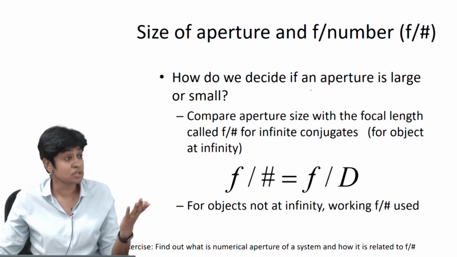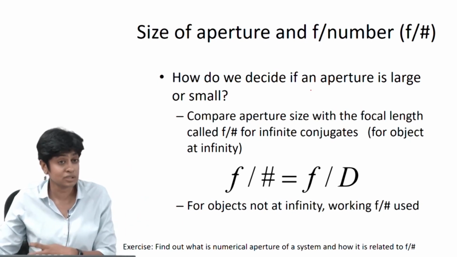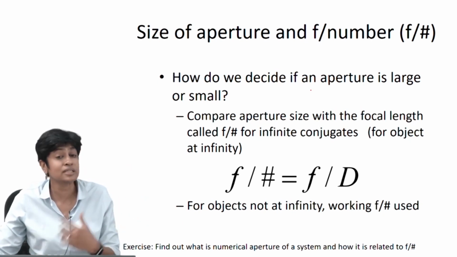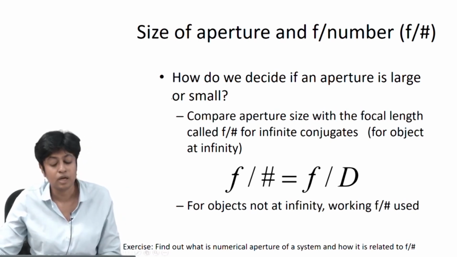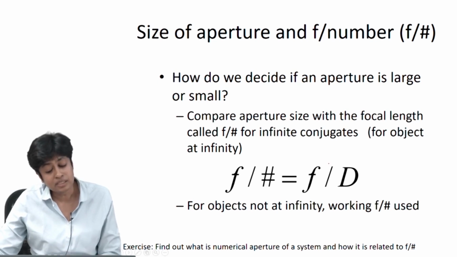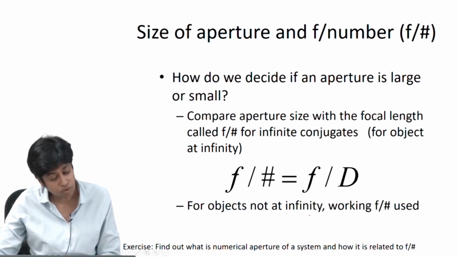So we had this concept earlier when we said, is it a thin lens or is it a thick lens? We said, what are the object and image distances compared to the focal length of the lens, for example. So the f number is defined as the focal length divided by the diameter of the lens.